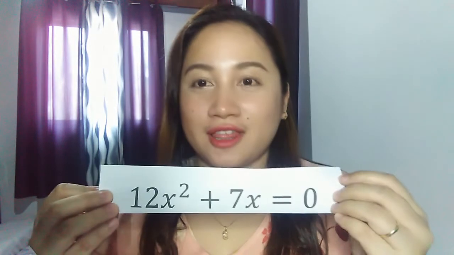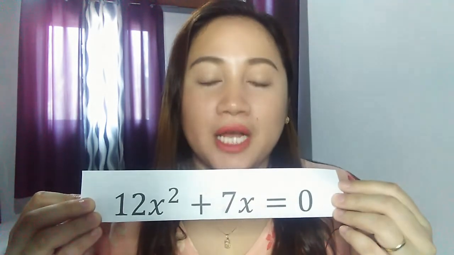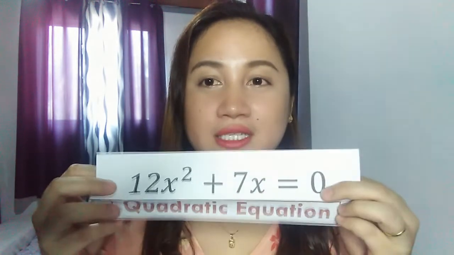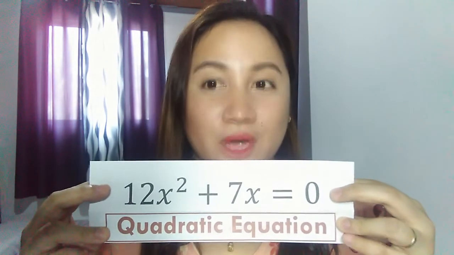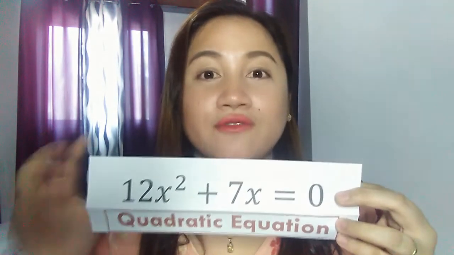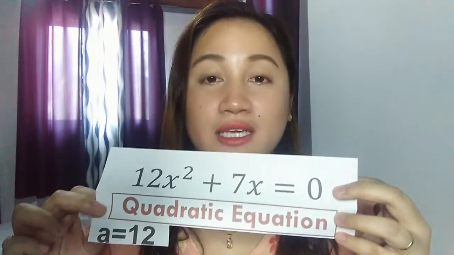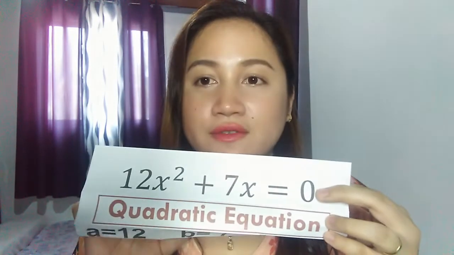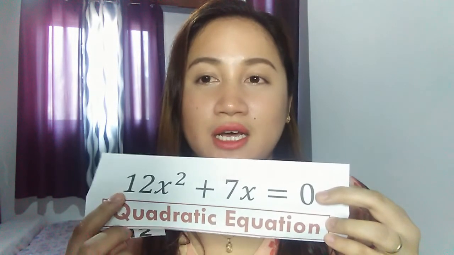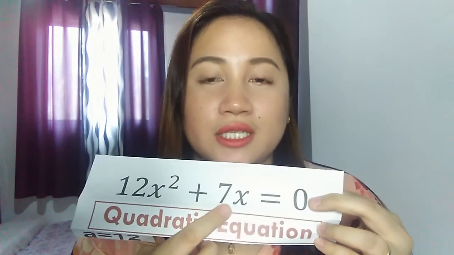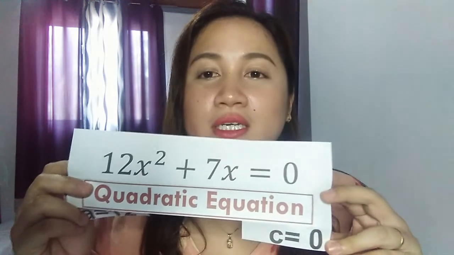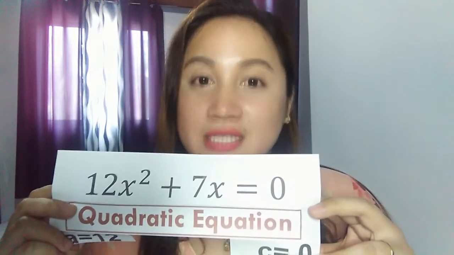Now, for our fourth, this is 12x squared plus 7x equals 0. The answer is, it is quadratic equation. The highest or the degree is 2. While yung values ng coefficients niya is A equal to 12, yung B equal to 7, kasi ito yun, this is the quadratic term, this is the linear term, and since walang constant term, yung value ng C is 0.